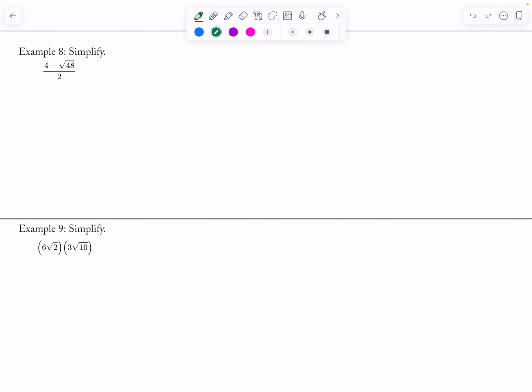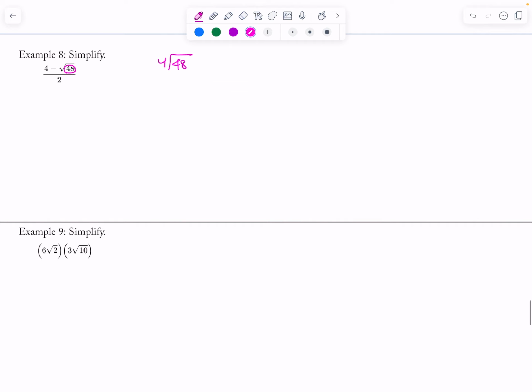Okay, so now we got to do a little bit more simplifying. And what you notice is that my 48 is a number that's divisible by 4. It's actually divisible by 16 also, but let's just say you don't know. Like, how do I simplify? I'm going to try to see if something's divisible by 4 or divisible by 9. That's my hope. And if I have to divide multiple times, then that's okay.